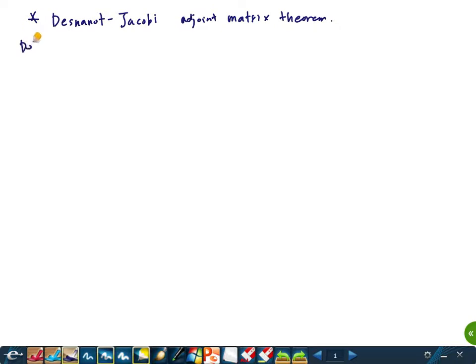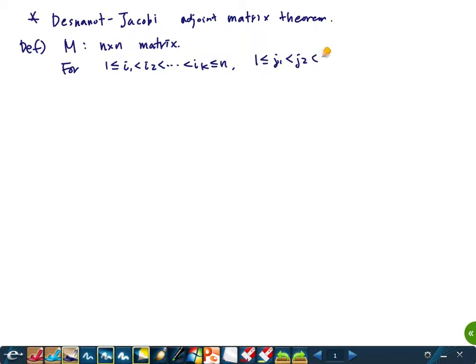Okay, so let's say M is an n by n matrix, and for indices i1, i2, ..., ik and j1, j2, ..., jk, we use this notation: M with i1 ... ik over j1 ... jk.